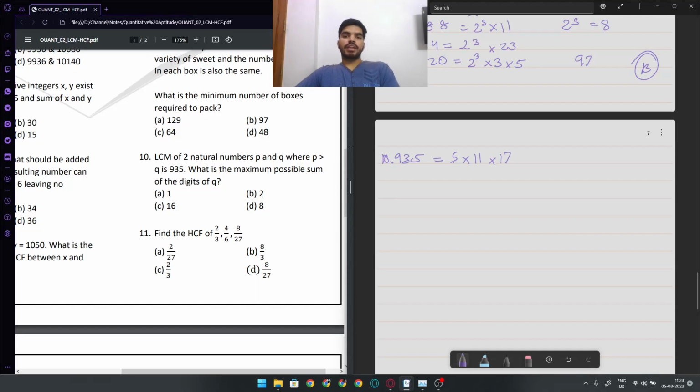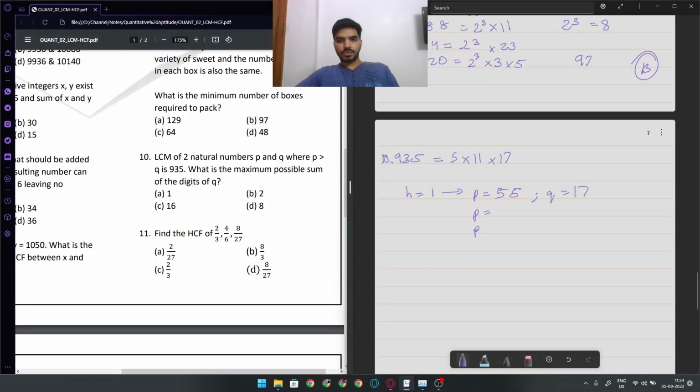So 5, 11, and 17 is the expansion. Now, maximum possible sum. In this question, you have to take cases. For case 1, if HCF is equal to 1, then the possibility of P and Q are: P is equal to, let's say, 55, that is 5 into 11, and Q is equal to 17. Other possibility, obviously three are there. If you have studied combinations, 3C2 is equal to 3.